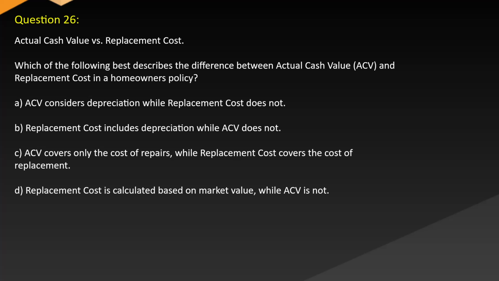Question 26. Actual cash value versus replacement cost. Which of the following best describes the difference between actual cash value (ACV) and replacement cost in a homeowner's policy? A. ACV considers depreciation while replacement cost does not. B. Replacement cost includes depreciation while ACV does not. C. ACV covers only the cost of repairs while replacement cost covers the cost of replacement. D. Replacement cost is calculated based on market value while ACV is not.